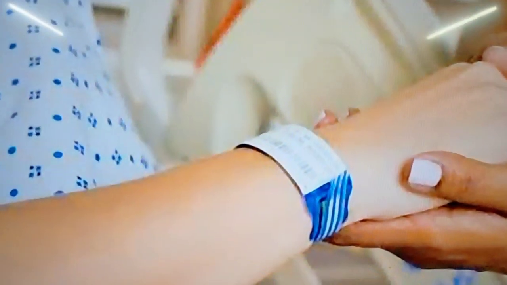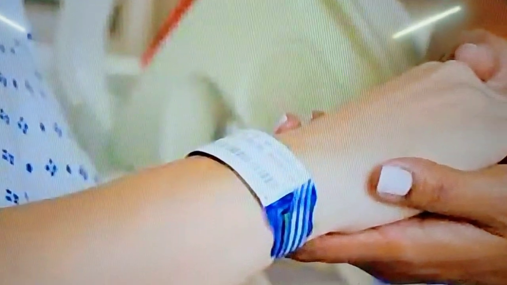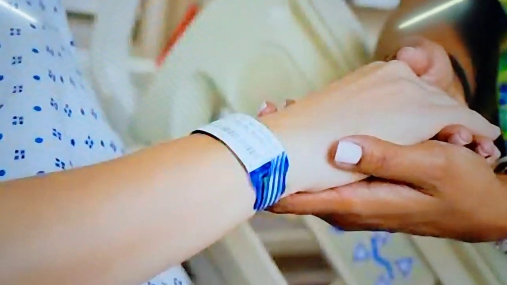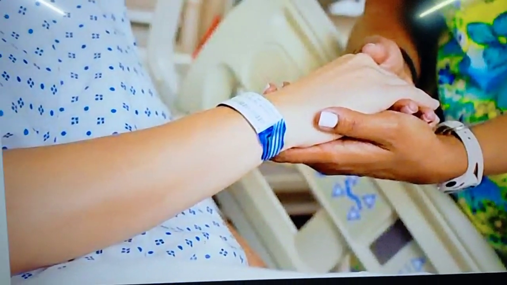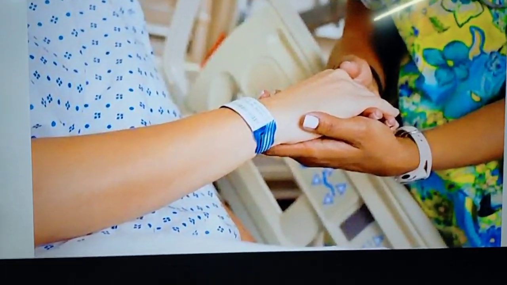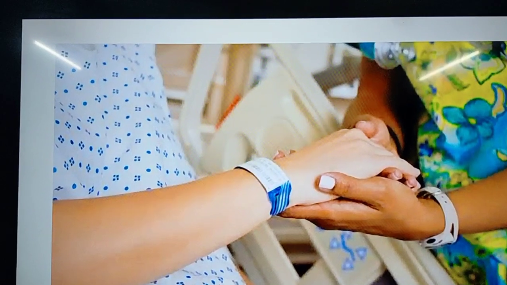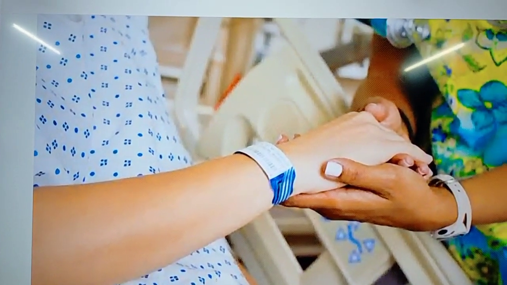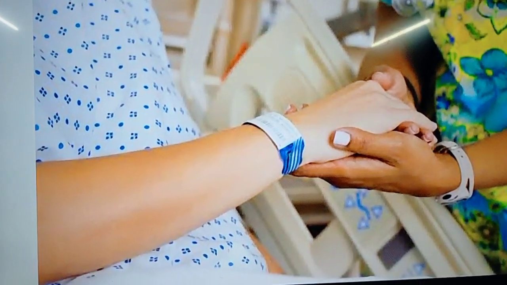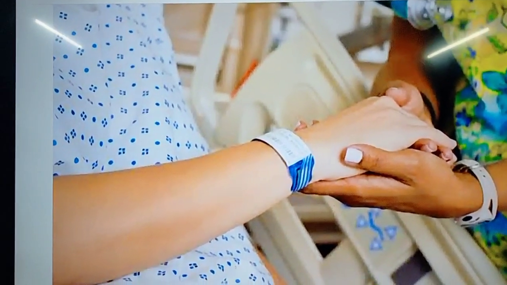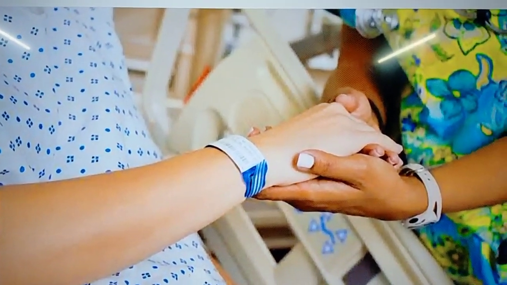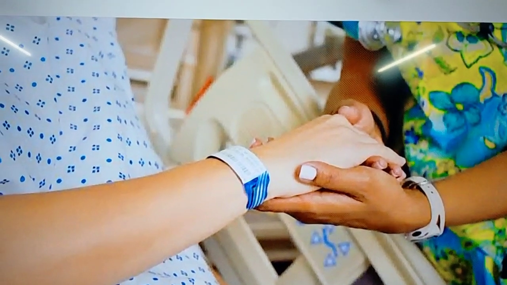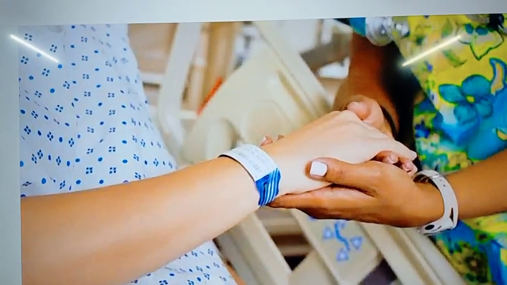This, as you can see, is the patient's identification band or the hospital band or the bracelet that we keep on the patient's wrist when the patient is hospitalized. From the time of admission till discharge, the patient will be wearing this band. In emergency, they keep a different kind of band, and once the patient is shifted to the ward or ICU or the OT, wherever they are, then the band will be changed.